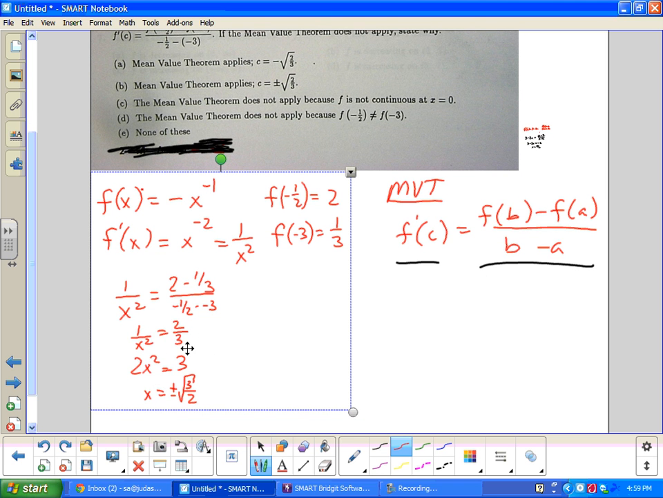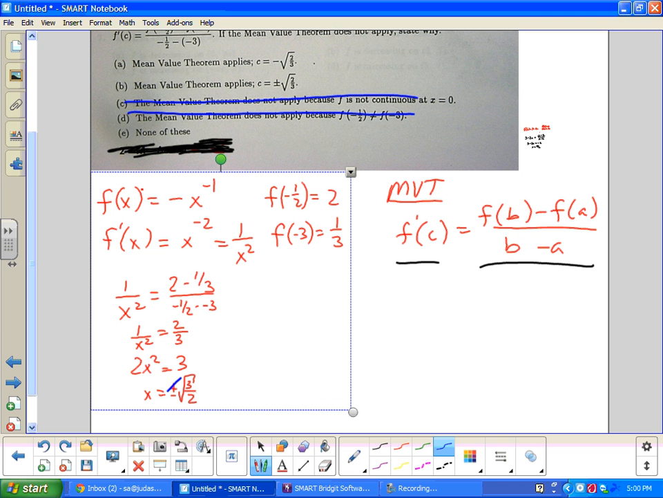Now, this is where the book made the mistake. You cross multiply, and you get 2x squared equals 3. You divide by 2 and take the square root, you get plus or minus the square root of 3/2. We immediately should throw away the positive one because that is not in the interval. That leaves me negative square root of 3/2, which is in the interval of negative 3 to negative half. You'll notice that the mean value theorem applies, so we can get rid of c and d. It applies because it met the conditions. All right? Now, the answer is none of the above because the value should be the square root of 3/2.